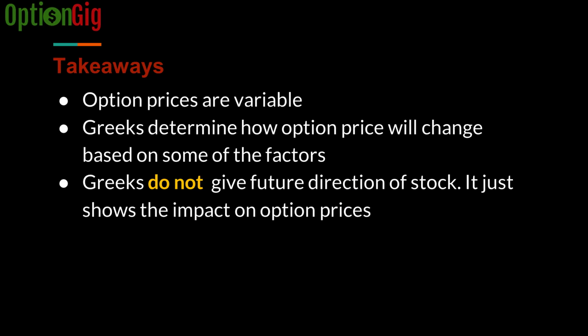Takeaways. One thing to note is that option prices are variable because the time to maturity is changing, the stock price is moving, and the volatility can go up and down over the lifetime of the option contract. Greeks will determine how the option price changes with the change in some of those factors. But please note that the Greeks do not give us a future direction of the stock. They tell us how the option pricing will change, but not really how the stock prices will change.